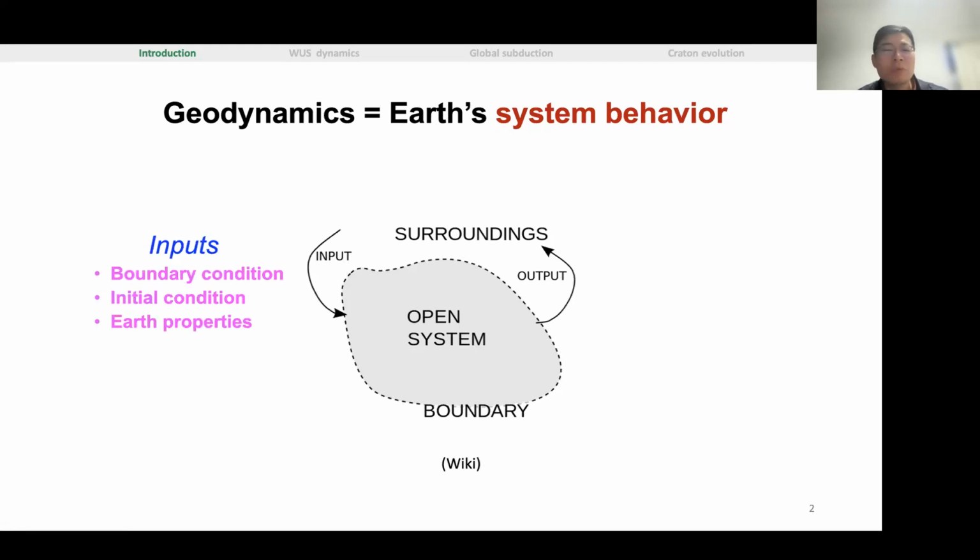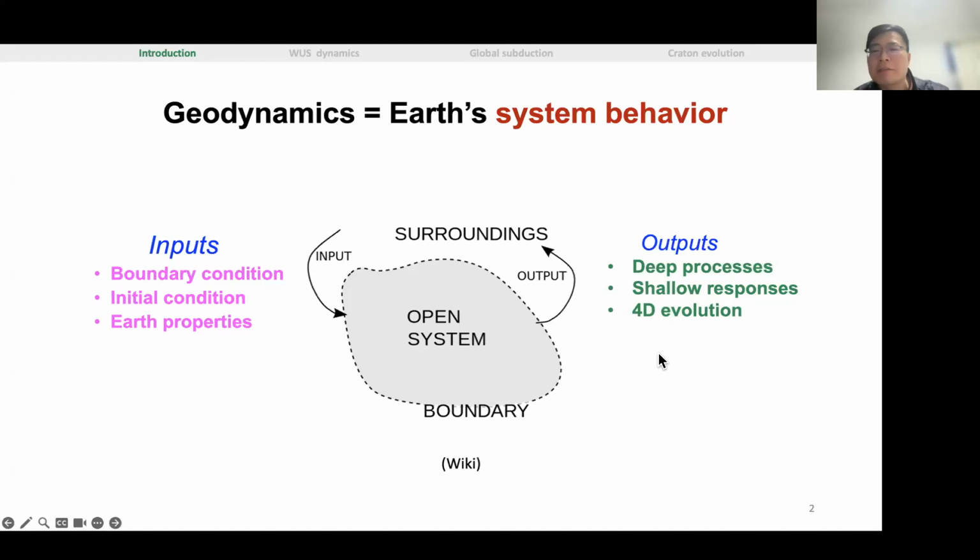To put it into more specific terms, the inputs could include boundary conditions, initial conditions, and the system properties, in this case Earth's properties or rock properties, right? And the output may include, from the surface to the deeper interior, all kinds of dynamic processes, and also at the surface, we can have all kinds of responses. This is especially what we are concerned about, because this is where we make observations, right? And for Earth dynamics, of course, 4D evolution is always the main theme.